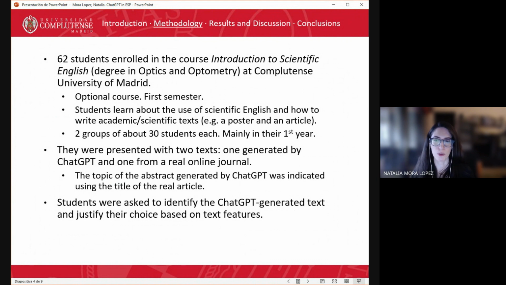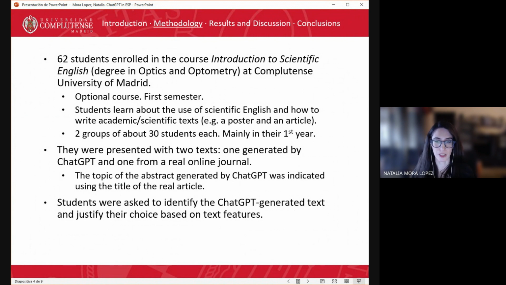And we had two groups of about 30 students each, so we carried it out twice, just the very same thing. And in this course, students learn about the use of scientific English and how to write academic scientific text, right? For example, they have to write a scientific poster for a conference and an article. So they know how to do these two things because they are taught during the course. They are taught the conventions of these genres.